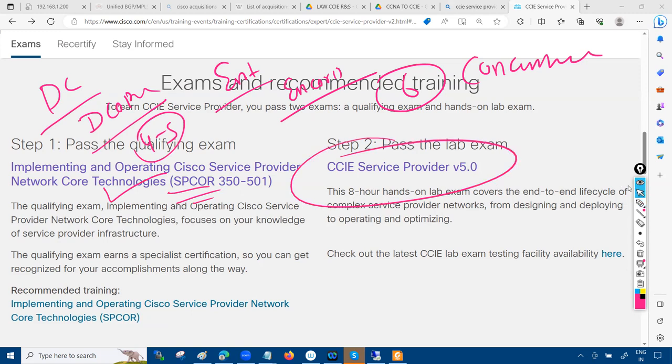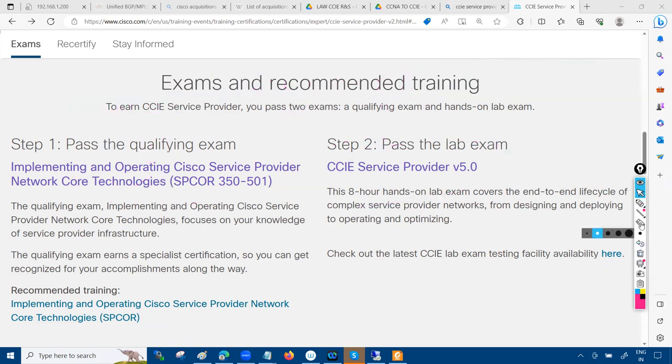Sorry, I was under the impression there are 2, that you need to go for core plus an optional one. But I think that's the enterprise part, that's why I was mixing it up. That's right. So if we have cleared the SPCOR 350-501, maybe we can directly attempt the lab. Yeah, definitely, you can directly go with the CCIE lab exam.